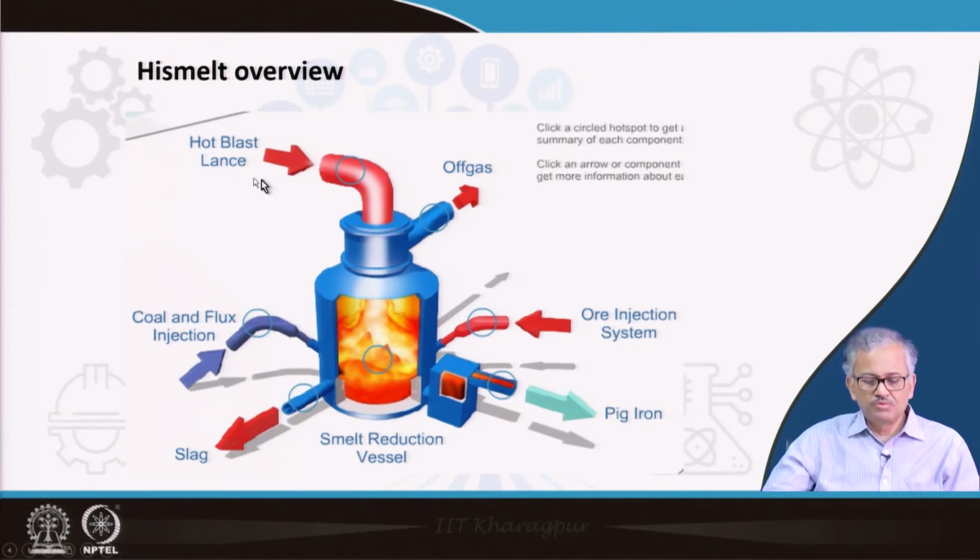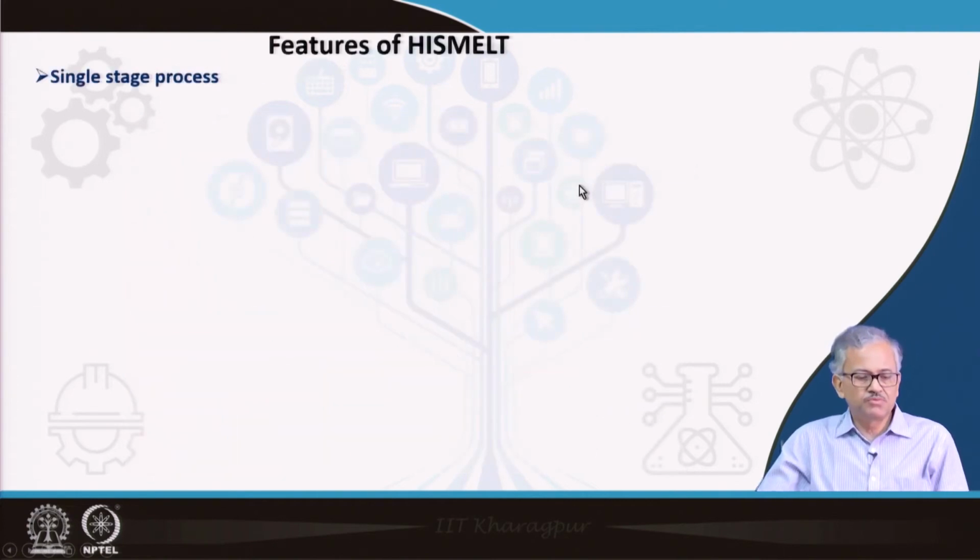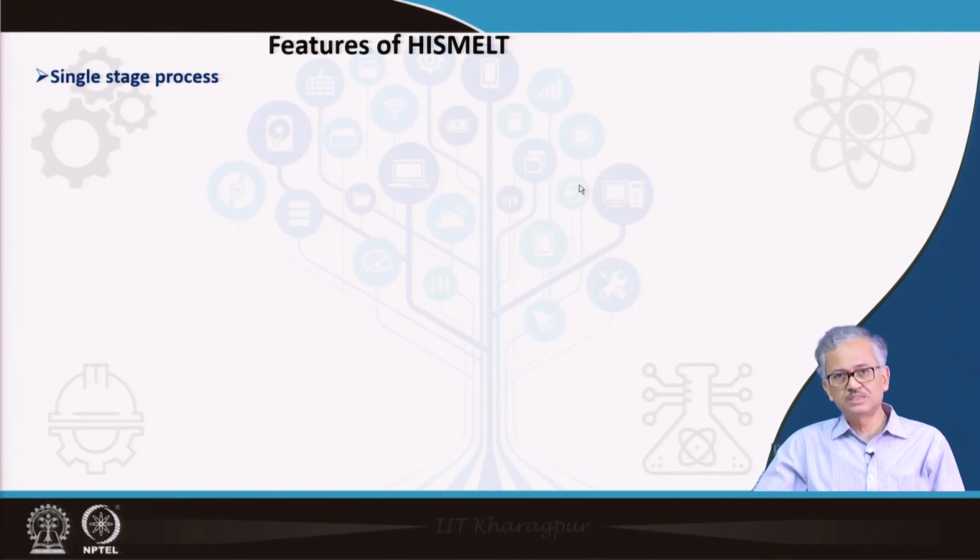So this is an overview, you can see it in a very nice picture. So, melting reduction, you can see coal and flux also injected here, iron ore also injected like this, just like you are injecting, and then slag is coming out through one hole and metal is coming through here, and the hot air blast coming from the top lance and off gas is coming out. Features of the HIsmelt process, first is that it is a single stage process.